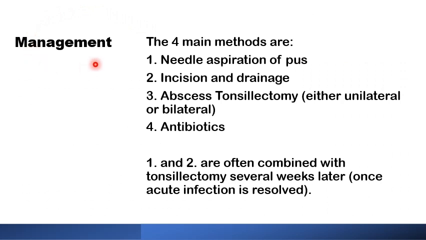There are four main lines of management. First is the needle aspiration of pus. Second is the incision and drainage of the abscess. Third is abscess tonsillectomy, either unilateral or bilateral tonsillectomy. And fourth is antibiotics. Often the use of needle aspiration or incision drainage is followed after some time, several weeks or so, by elective tonsillectomy.